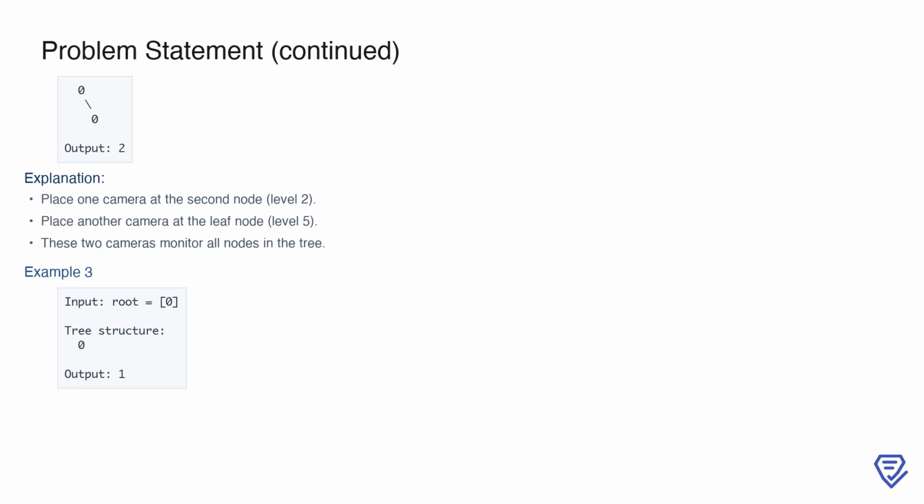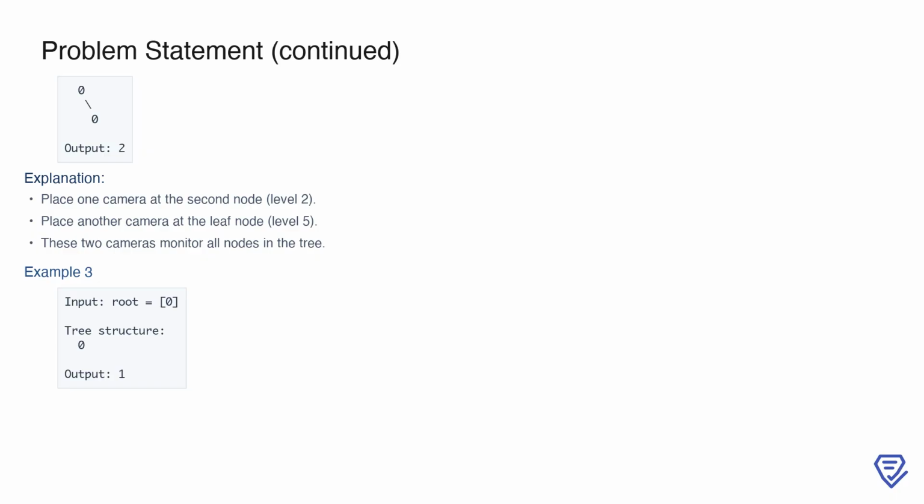Now, consider the second example where the input tree is more unbalanced. The tree is represented as 0, 0, null, 0, null, 0, null, null, 0. Visually, this forms a chain of nodes leaning to the left, with no right children. To monitor all nodes in this tree, we need two cameras. One camera can be placed at the second node from the top, covering itself, its parent, and its immediate child. The other camera can be placed at the node at the bottom of the chain, ensuring all remaining nodes are covered. This strategic placement allows us to minimize the number of cameras, resulting in an output of 2.